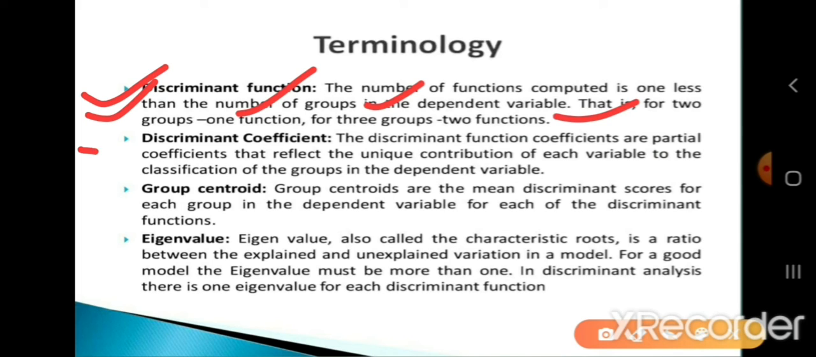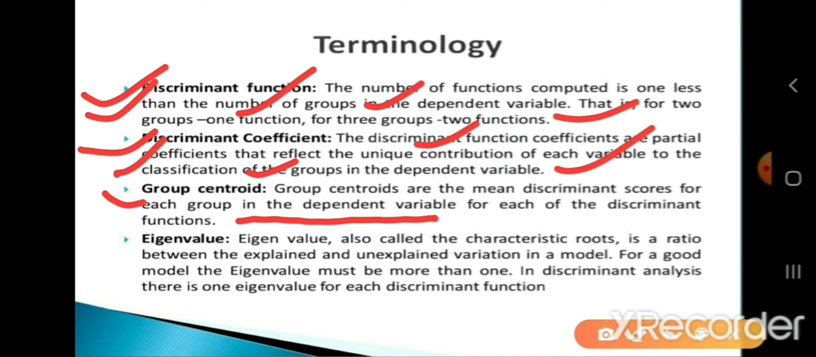Next is discriminant coefficient. Discriminant function coefficients are the partial coefficients that show the unique contribution of each variable to the classification of groups in the dependent variable. Next is group centroid. Group centroids are the mean discriminant scores for each group in the dependent variable of the discriminant function.